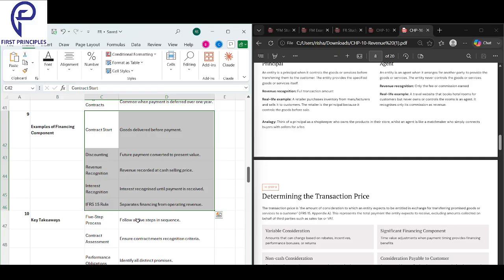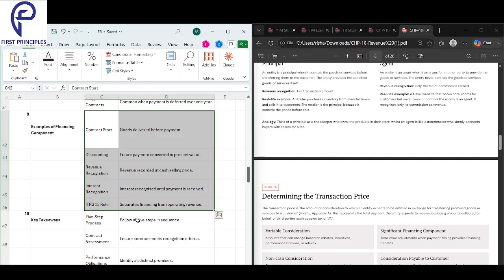Next, interest recognition. You should keep recording the interest income until the customer finally pays. Very important. Until the customer finally pays, keep recording the interest income. Interest you should recognize until the payment is received.